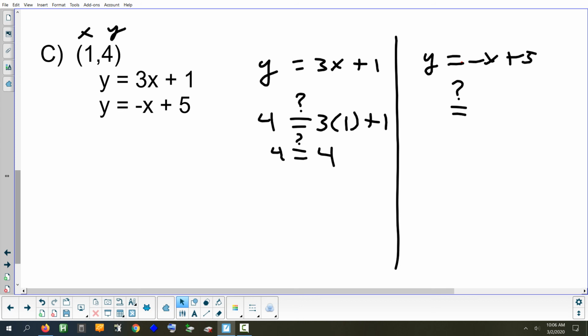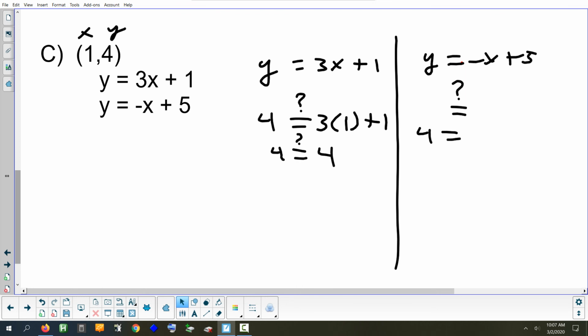Yeah. So does that mean we can write down, yes, it works? Yes. So does that point work? Yes. It works in the first one, but what do we have to check? The second one. Check the second one.